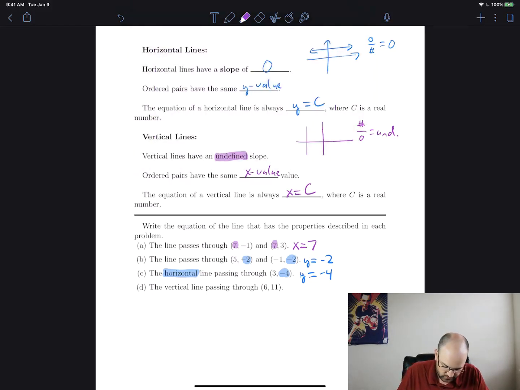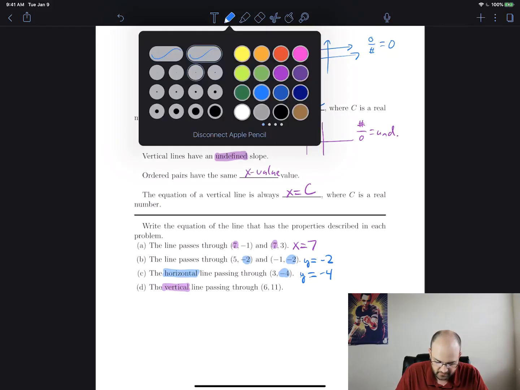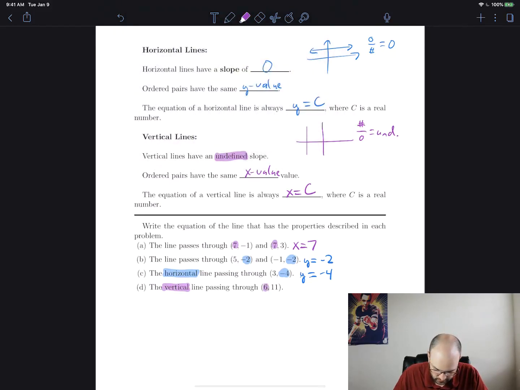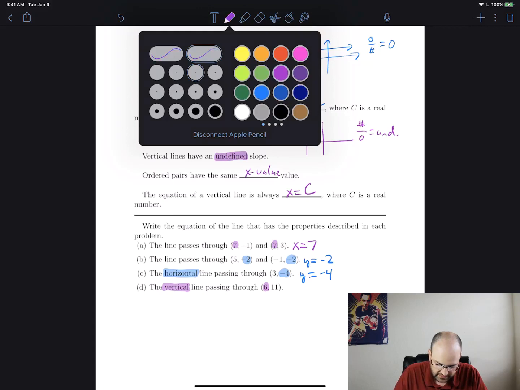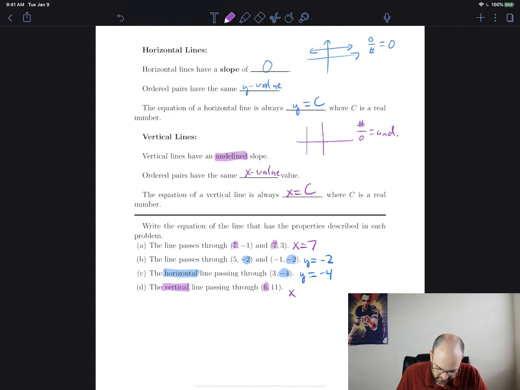And as for the last one, we have a vertical line for this one, and it's passing through (6, 11). And that means that the equation here is going to be x equals a number, and the number in this case will be 6 because that's the x coordinate there.